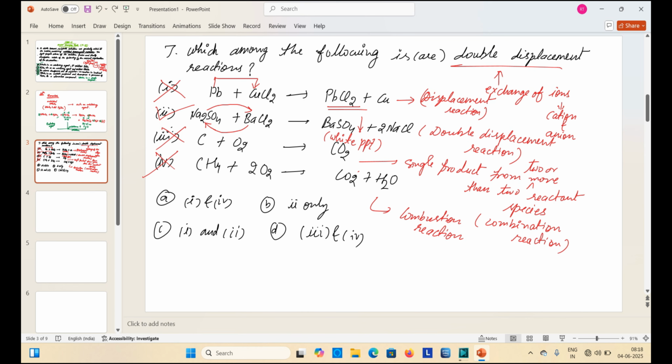Similarly, you can say with this sulfate anion earlier there was the sodium cation, but here is the barium cation. In this reactant with this chloride anion there was that barium cation, but in this product with this chloride anion the sodium cation is present. So there is an exchange of ions taking place, and hence it is a double displacement reaction, and option B is the correct answer of this question.